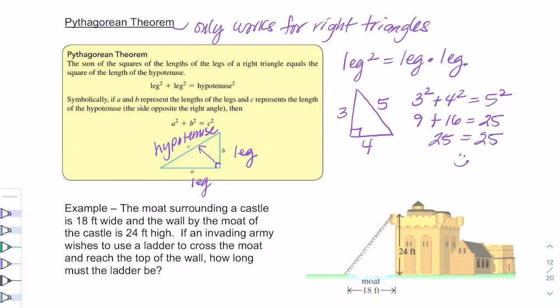So his formula works. And the formula is right here. It's a squared plus b squared equals c squared. And the important thing to remember is that the c always is the hypotenuse.